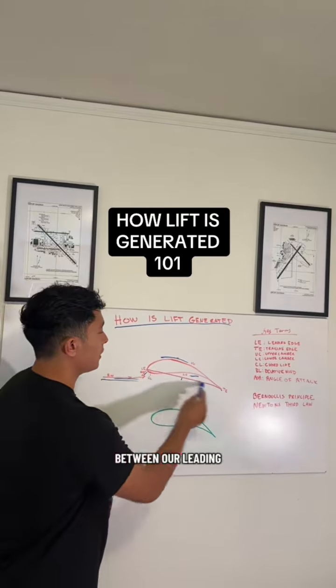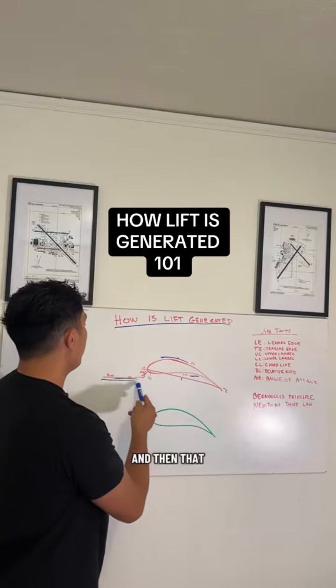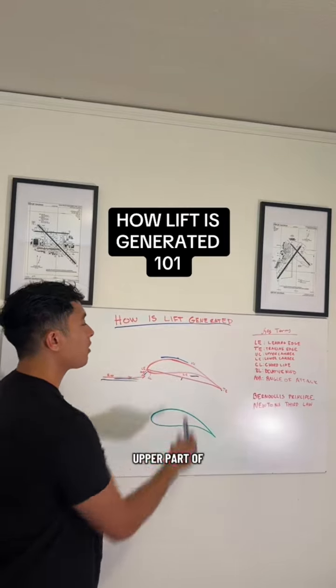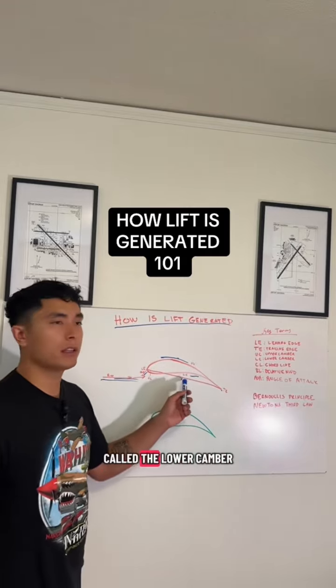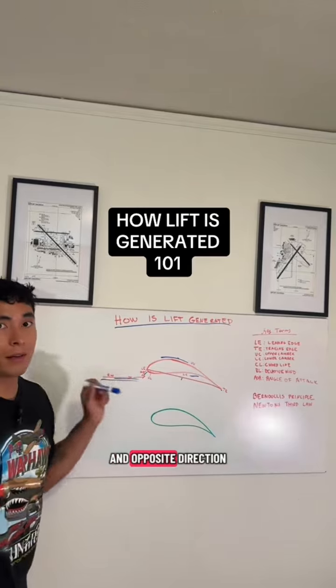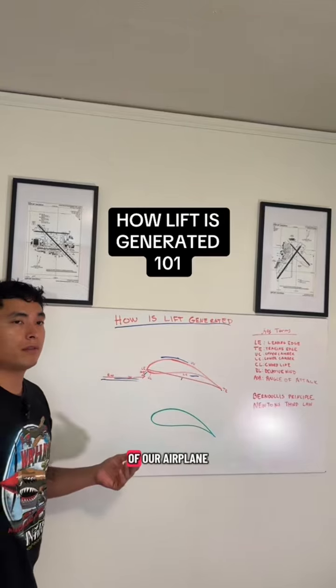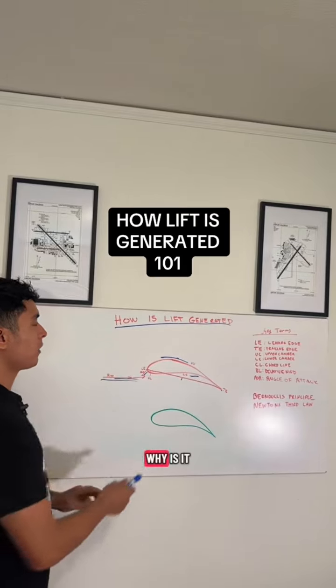That line between our leading edge and our trailing edge is going to be our chord line. And then that upper part of our airfoil is called the upper camber. The lower part is called the lower camber. And then that wind that is parallel and opposite direction of the travel of our airplane is going to be that relative wind. Why is it important?